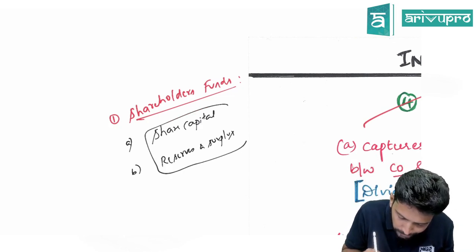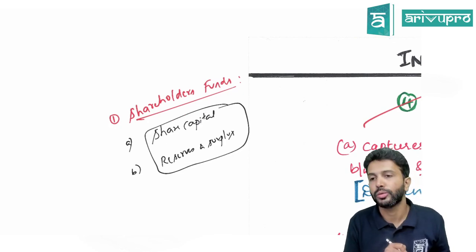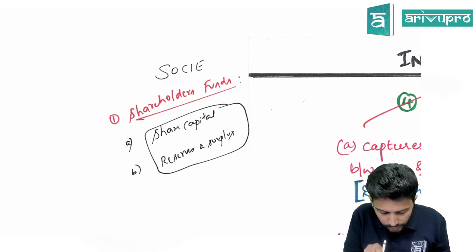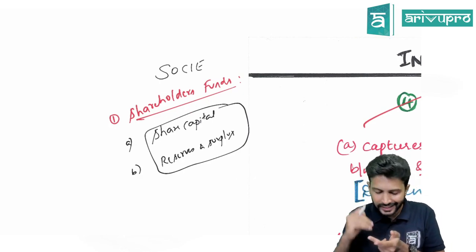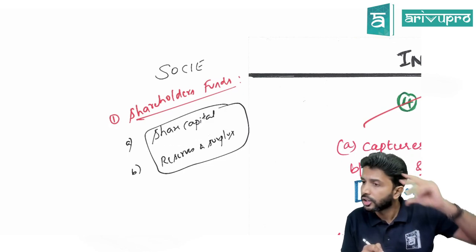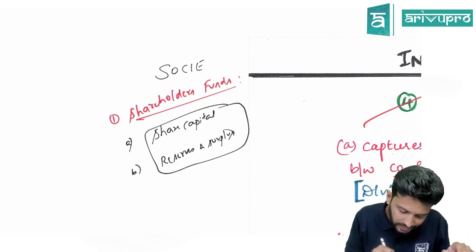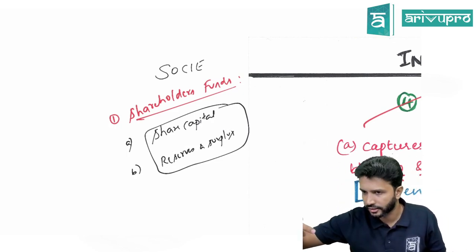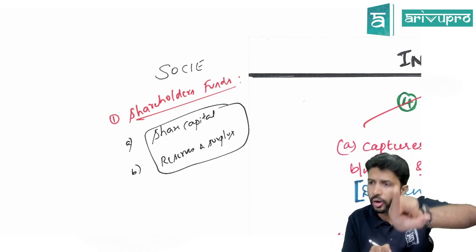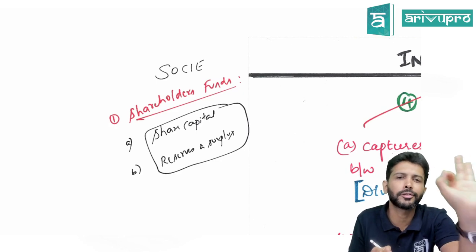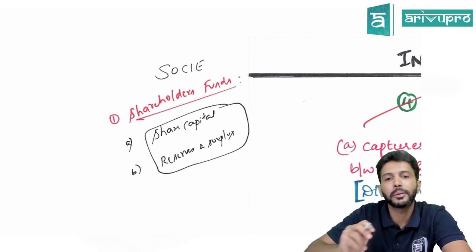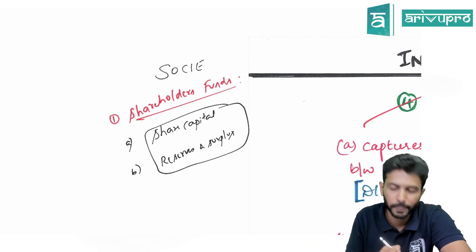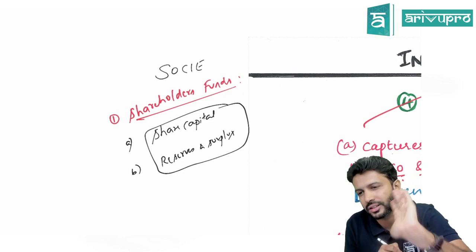Any movement happening in this account will be captured in SOC. What did I say? Any change happening either in share capital or in reserves and surplus, and by change, I mean an increase or a decrease. If either of these components is increasing or decreasing, that will be shown in a fancy statement known as the statement of changes in equity. Basically, here equity refers to share capital and reserves and surplus.